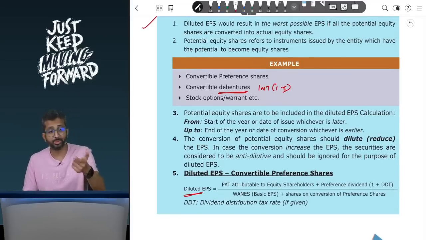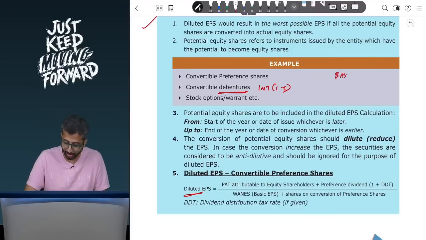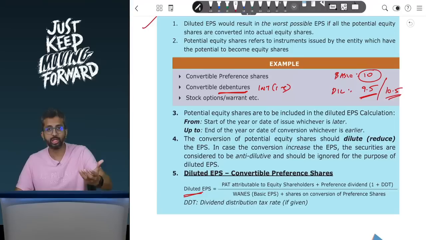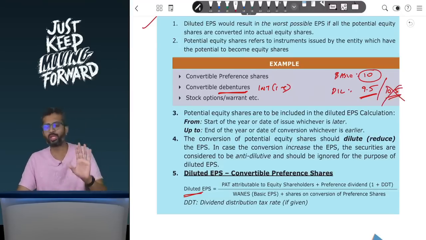Remember, the word diluted means it is lower. Stake dilution means stake reduction. It is not potential EPS, it is diluted EPS. So if my basic EPS, for example, was 10 and my so-called diluted EPS comes to 9.5, I will take the diluted EPS as 9.5. However, if my diluted EPS is 10.5, then on conversion, there is an anti-dilutive effect. That is, the EPS is increasing, in which case I will say that no, 10.5 cannot be taken as the worst possible EPS. This is diluted EPS. So if it reduces, then I take it. If it increases, I ignore it.